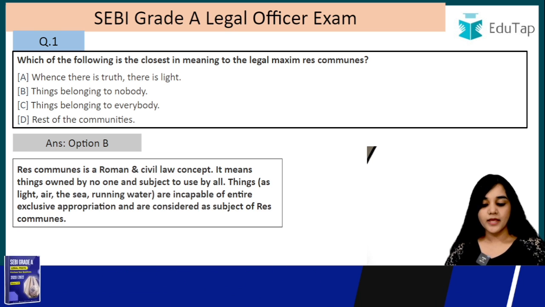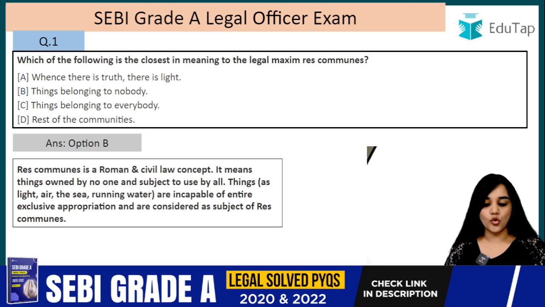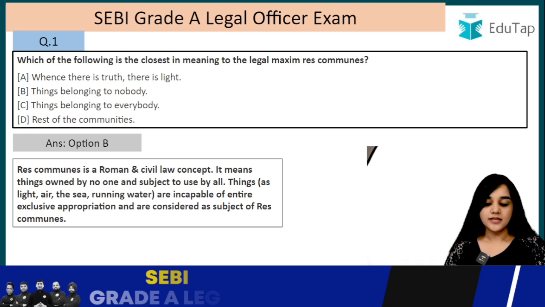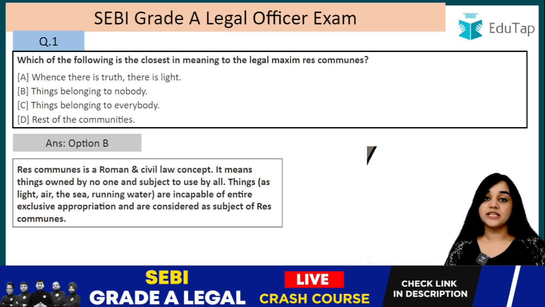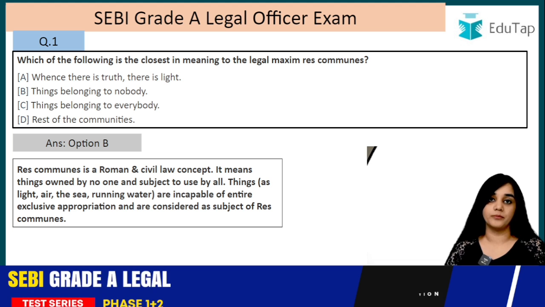Let's read it. Res communes is a Roman and civil law concept. It means things owned by no one and subject to the use by all. So they belong to nobody but they are being used by all of us, right? Things such as light, air, sea, running water, ocean, all of these are incapable of entire exclusive appropriation and are considered as the subject of res communes.